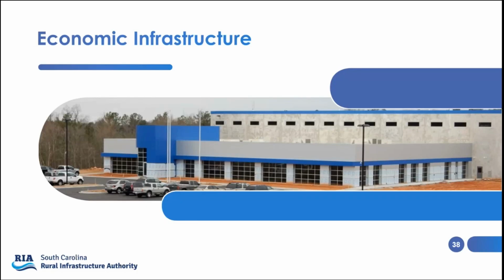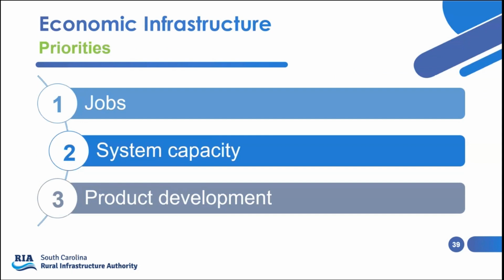Now that I've gone over the priorities and other requirements of the basic infrastructure category and provided a few examples, I would like to talk about the second program category, which is economic infrastructure. Consideration will be given to projects based on a comparative analysis of the supporting documentation in the following relative order.